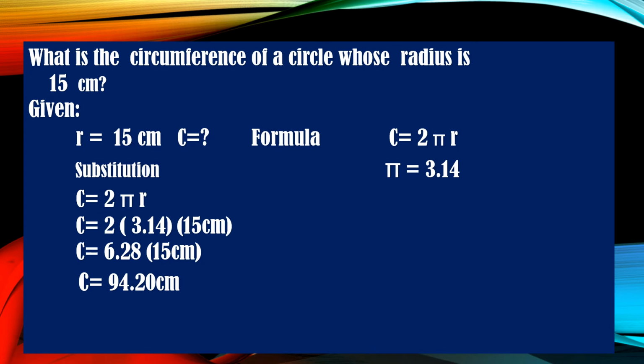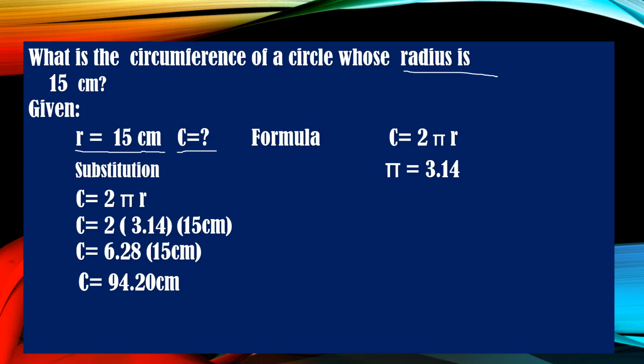Let us review first the procedure on how to get the circumference of a circle. So let us read the problem. What is the circumference of a circle whose radius is 15 centimeter? So what is given here is the radius of 15 centimeter, and we are looking for circumference.